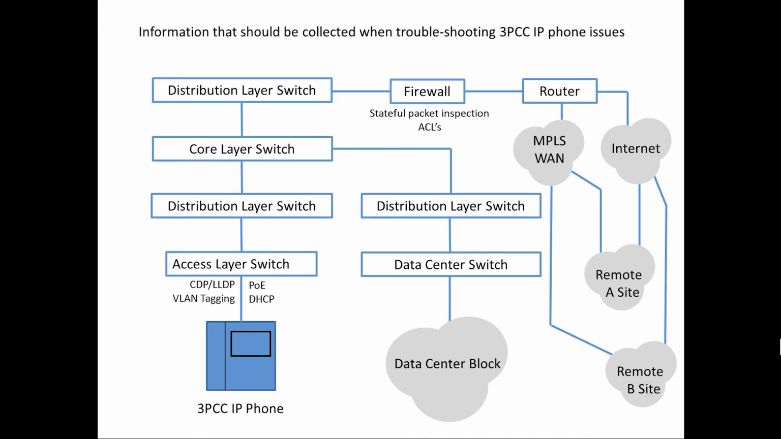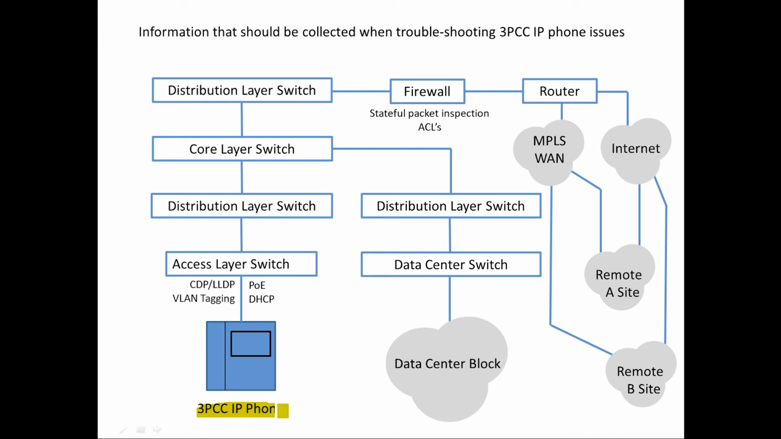Okay, and then in this section we'll just briefly take a look at a basic topology map. This is very generic in nature, but just to kind of sum up all the things that we have covered so far. So for example, if a user is reporting an issue with their 3PCC phone, we want to understand exactly what type of issue they are seeing. So you definitely want to gather information.